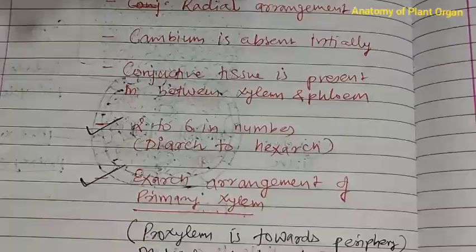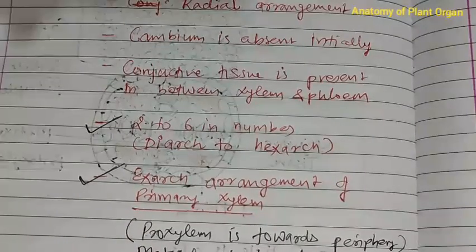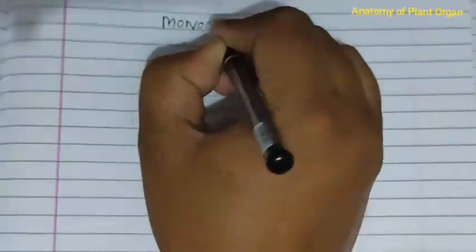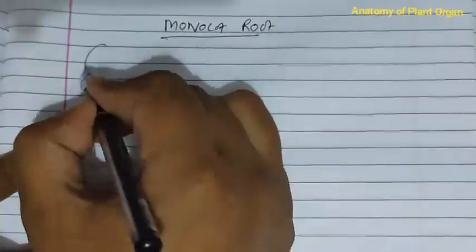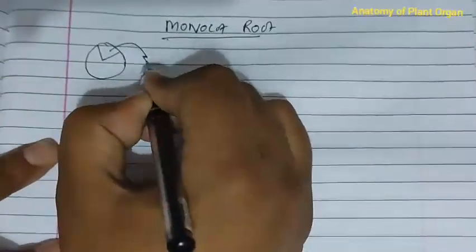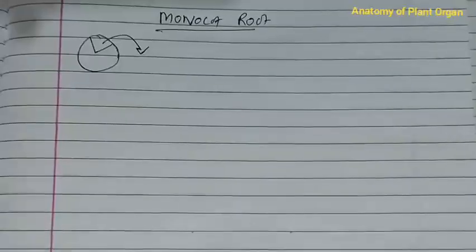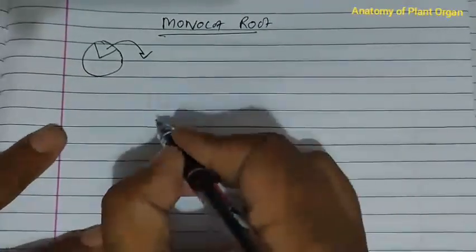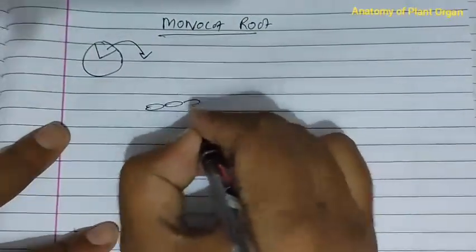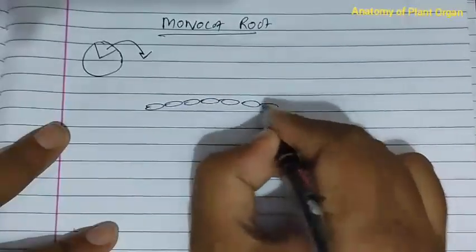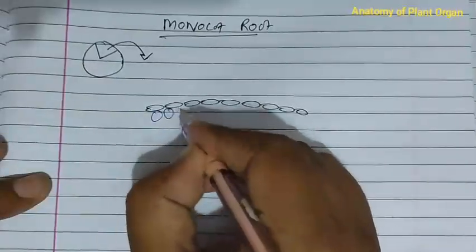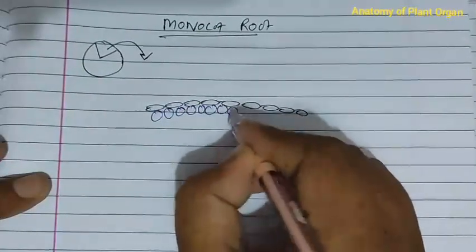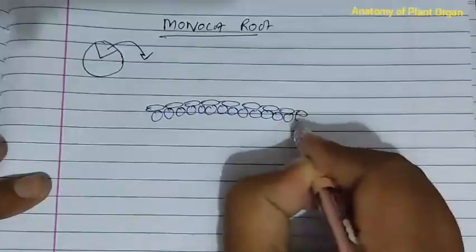Okay. Now next to that we talk about a monocot root. Next is the anatomy of monocot root, and in monocot root also we are going to draw only this part of the cross section. Okay, when we draw this part of cross section, here also we find that there is a presence of epidermis. Now inner to epidermis, here also there is a presence of cortex.